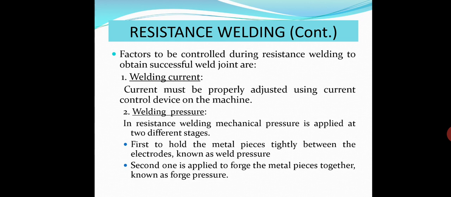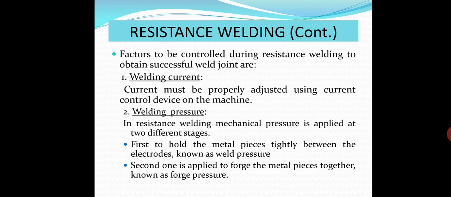The factors which are to be controlled during welding: the first is welding current. That current must be properly adjusted by using a current control device. Proper welding current is necessary for obtaining a proper welding joint.